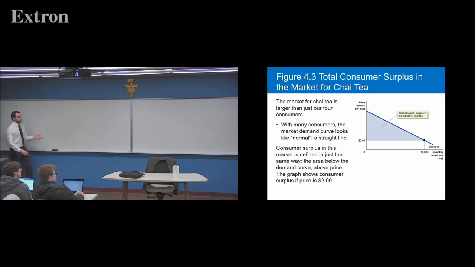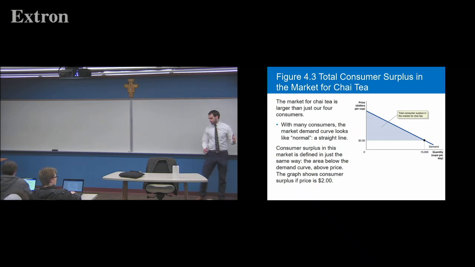So here's a more typical market demand curve, the smooth downward sloping demand curve. We're looking at a market with a lot of consumers, still this tea market. Consumer surplus is the same thing. It's below the demand curve up to the price. So the price here is $2. Everything between $2 and the top of the demand curve is going to be the area of consumer surplus. So in this case, if the price is $2, quantity demanded is 15,000. The consumer surplus is going to be the area of that triangle.